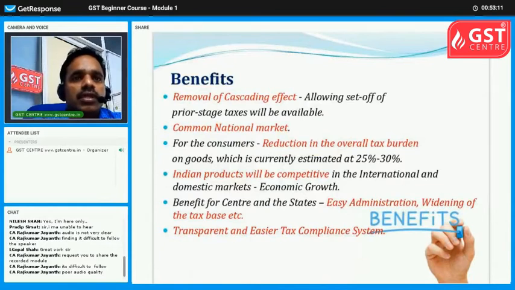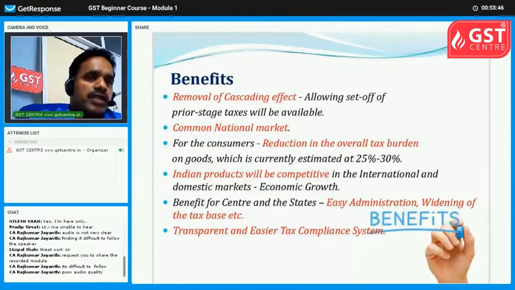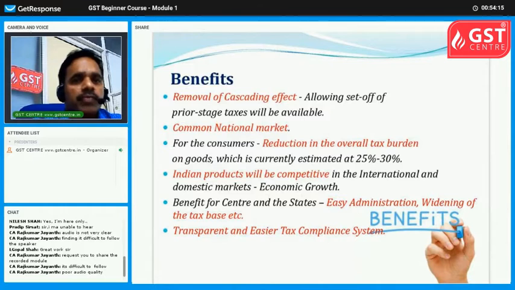Then what are the benefits of bringing GST? The first thing is removal of the cascading effect. What do you mean by cascading? Maybe professionals or experts may know. Cascading means it is tax on tax. When you are buying from another state, there will be CST, central sales tax, and when you are selling in your state, there is another tax. And when you are buying from a manufacturer in another state, there will be excise duty. So we are calculating tax on these taxes, excise duty or CST, whatever it may be. It will be calculated on a value which includes both excise duty and CST. So it is a tax on tax effect. That will be removed.